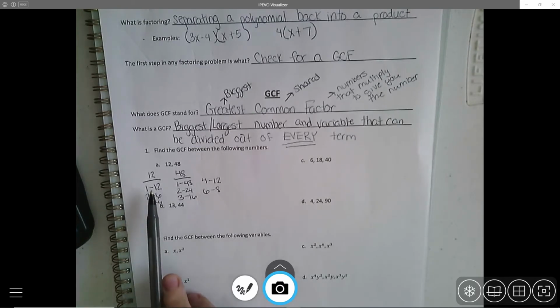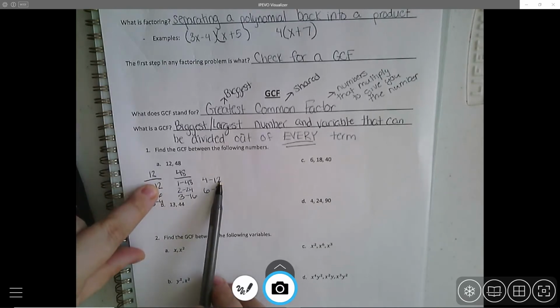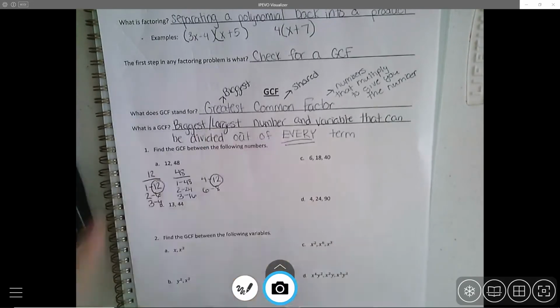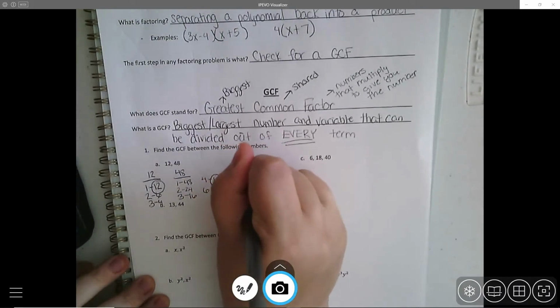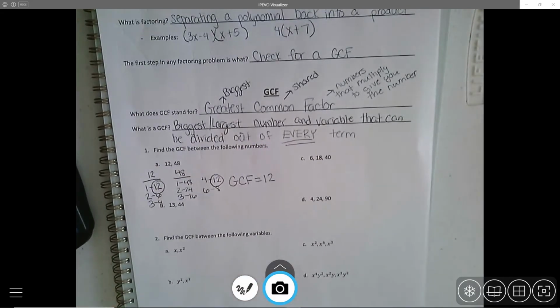Now, 12 has 1 and 12, 2 and 6, 3 and 4. Notice both of them have that large number of 12, and that's the largest under both of them. That makes my GCF for these two numbers 12.